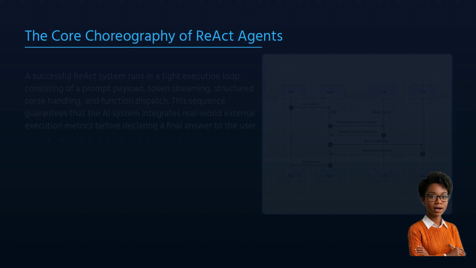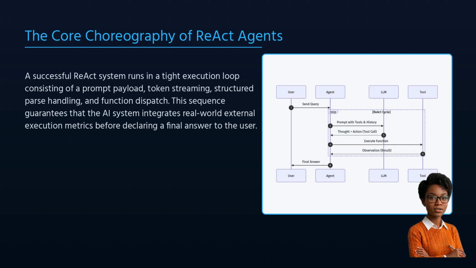Let's inspect the underlying state machine of a standard ReAct execution context. The workflow begins when a user submits a complex query requiring real-time calculations or data retrieval. The agent orchestrator takes this prompt, packages it with tool definitions and running conversational history, and dispatches it to the LLM. The LLM must first reason about the task. This is the thought phase. It then outputs a specific action string identifying the tool and its arguments.